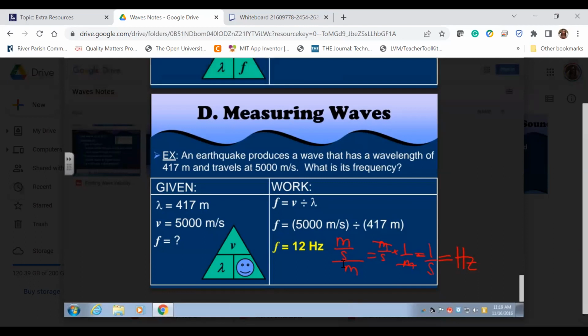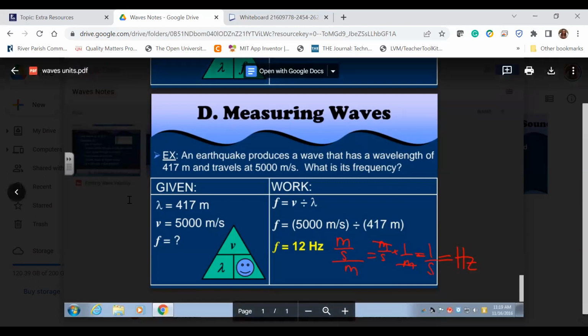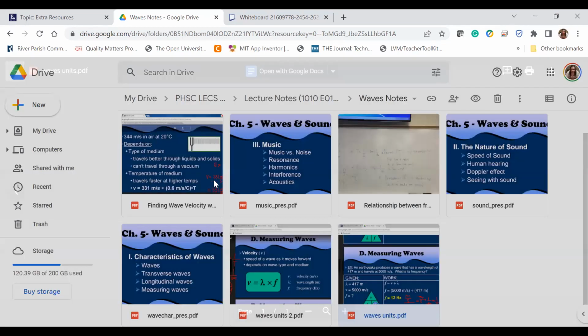Meters per second divided by meters gives us our 1/seconds, which is equivalent to hertz. Okay, so that's how the units work in this particular case when we're dealing with the relationship between the various properties that we measure for our wave.